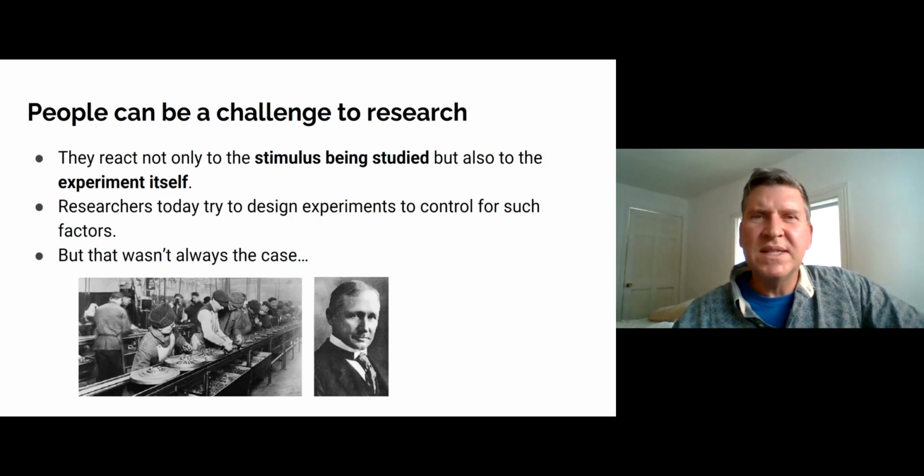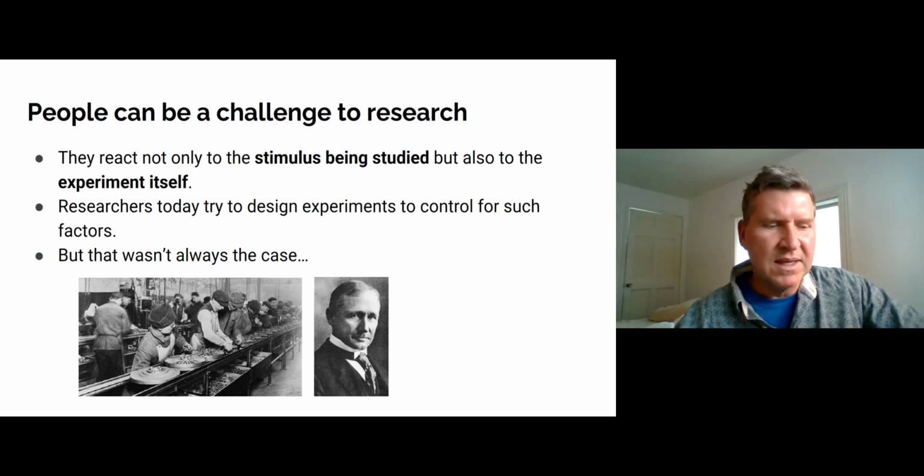So when could we see these kind of confounding variables in our own research? Sometimes people can be difficult to research. Not only do they react to the stimulus being studied, just as we would expect, but also to the experiment itself. And researchers try to design experiments to control for such factors, but that wasn't always the case. Back around the turn of the century, in 1909, Frederick Taylor designed a bunch of experiments to try to come up with ways that factories could be more productive.